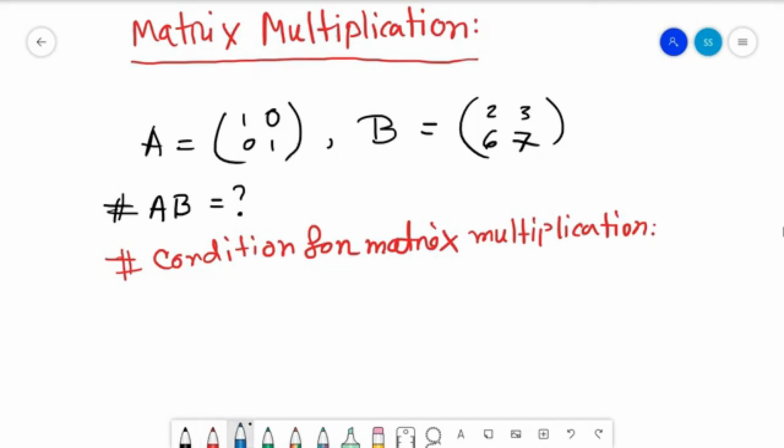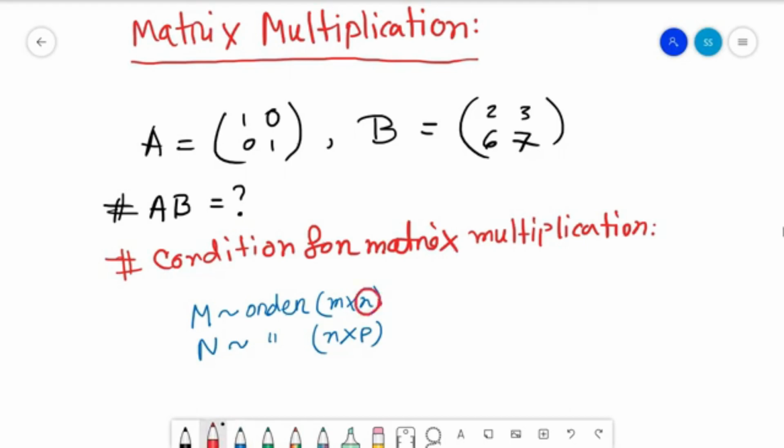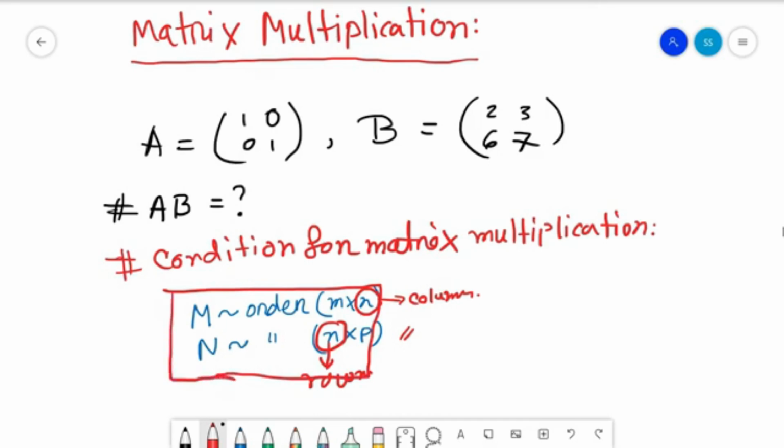So let's take a matrix called M, which has the order m cross n, and let's take another matrix N of order n cross p. So the number of columns in M and the number of rows in N are equal. This is the case where matrix multiplication is possible. That is, for matrix multiplication to be well defined, you need this condition.